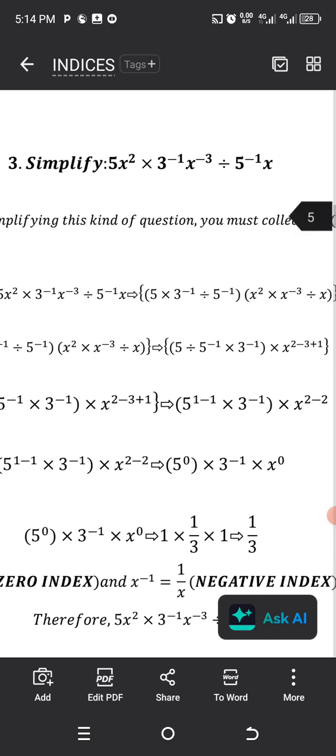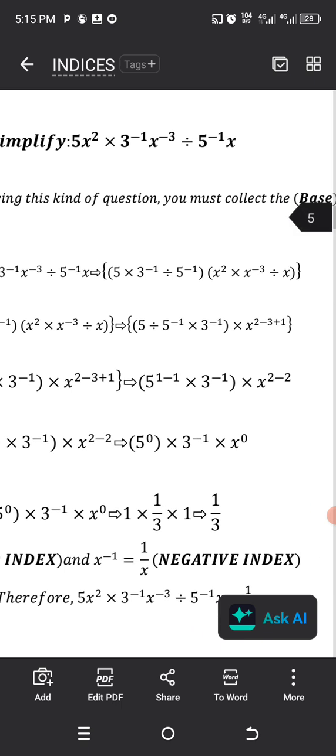So the first step is you collect the like bases, and that is why we are separating the ordinary numbers from the letters now. So we have 5 multiplied by 3 raised to power minus 1 divided by 5 raised to power minus 1, in parentheses, recall, and also in parentheses, x squared multiplied by x raised to power minus 3 divided by x.